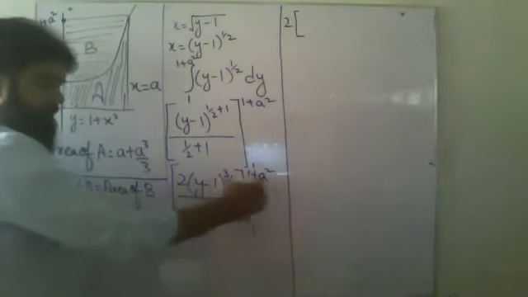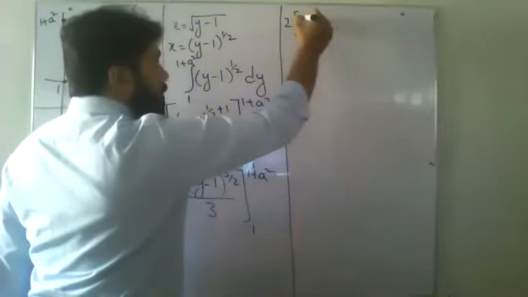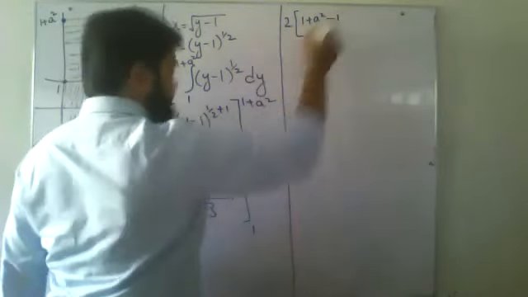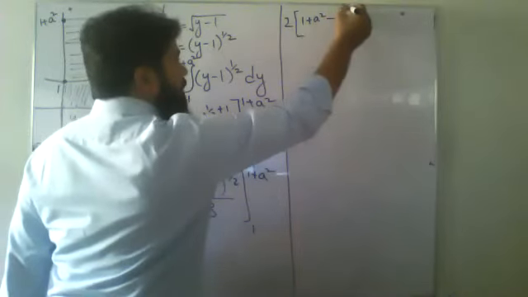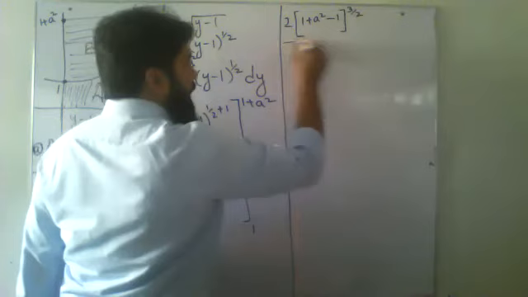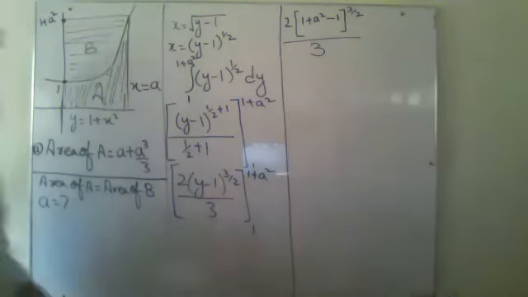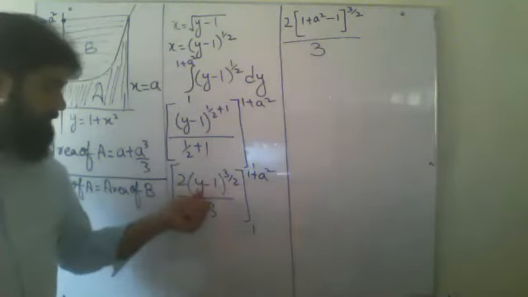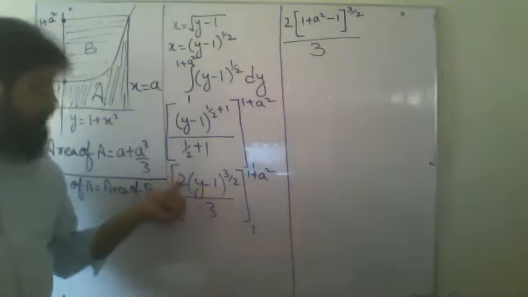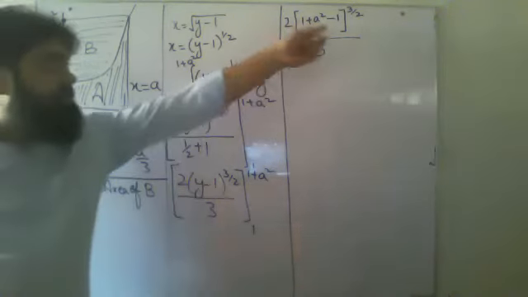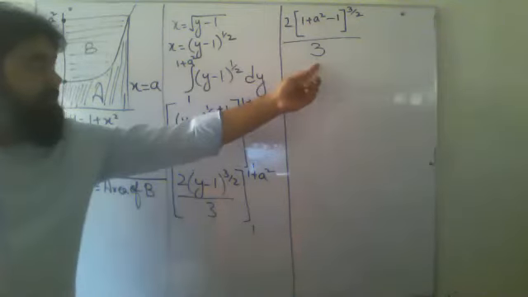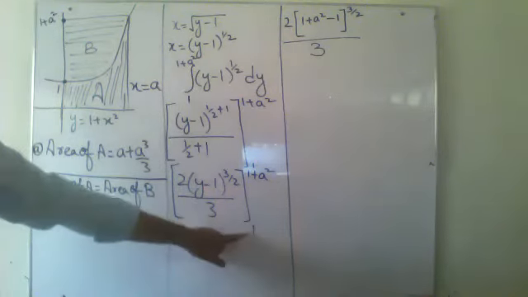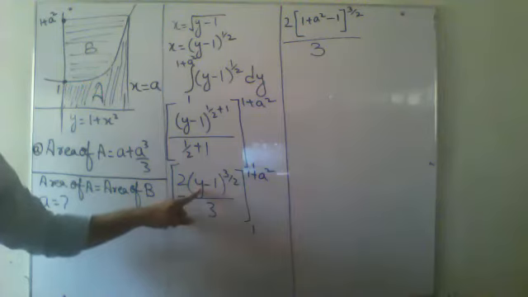Two over 3, in place of y I will write 1 plus a square: (1 plus a square minus 1) power 3 upon 2, over 3. This is my simplified integration. In place of y, I have written 1 plus a square. 2 is written outside as it is. Minus 1 is inside as it is. 3 is in the denominator as it is. Power 3 upon 2. Next thing: 1 is given. This one will be plugged in over here.